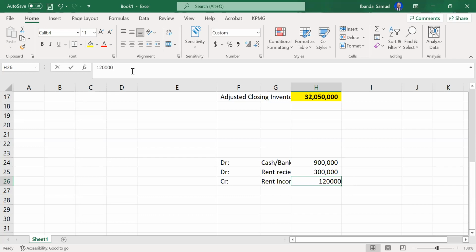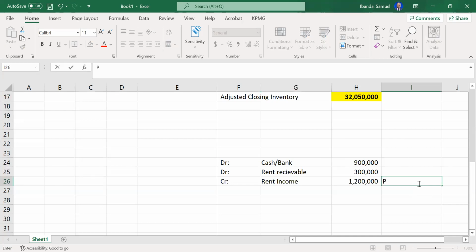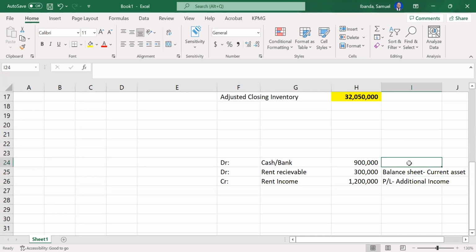So this is what I'm talking about. This goes to the profit and loss as an income, additional income. This goes to our balance sheet as a current asset. This you draw an account, the cash account for it, and adjust your cash and bank by debiting it in your cash and bank. That is all that we do.